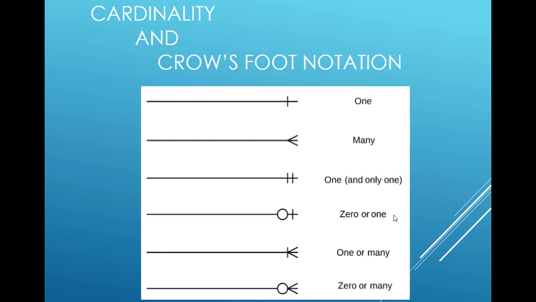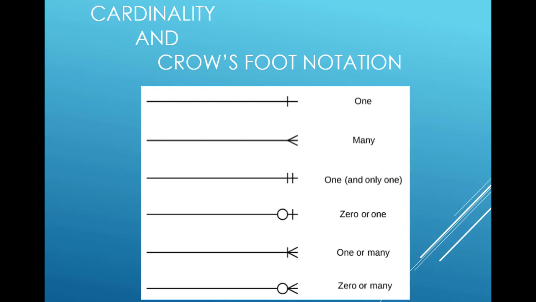Now, crow's foot notation is just a type of notation for entity relationships in an ERD diagram that depicts the many sides of a relationship with a three-pronged end called a crow's foot. This type of notation provides more information about the cardinality of a relationship than the arrow notation for relationships. So if we take a look at these, you can see we have several listed here. We have one, many, one and only one, 0 to 1, one or many, and 0 or many.